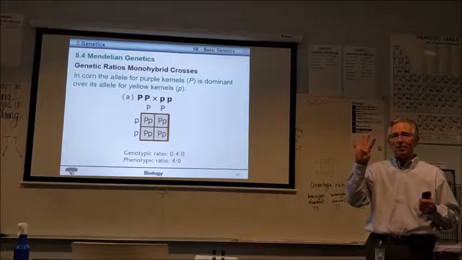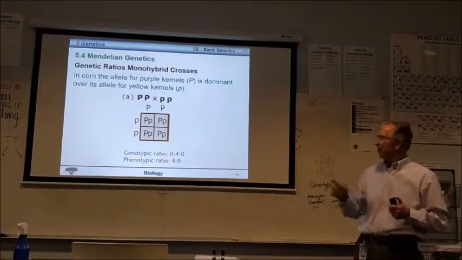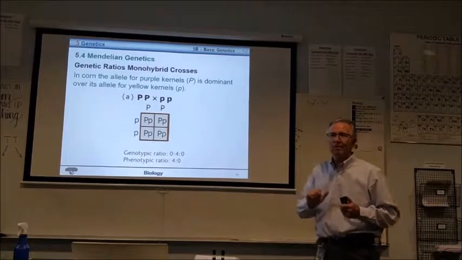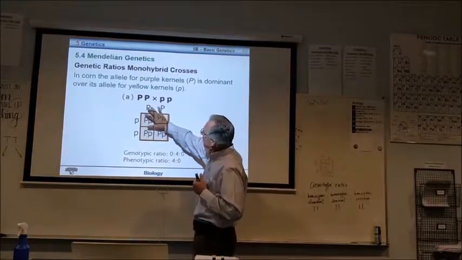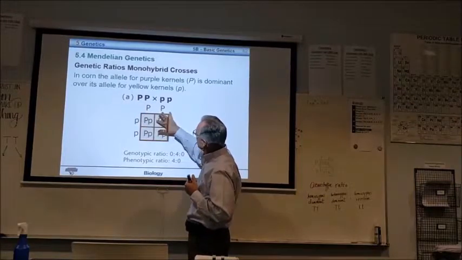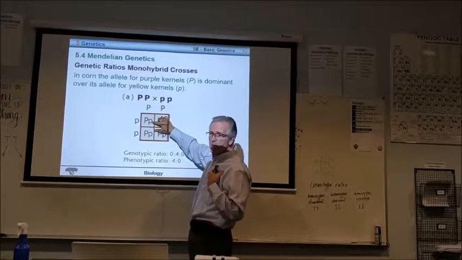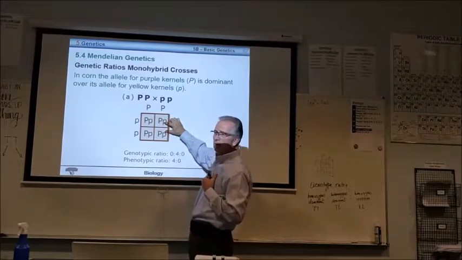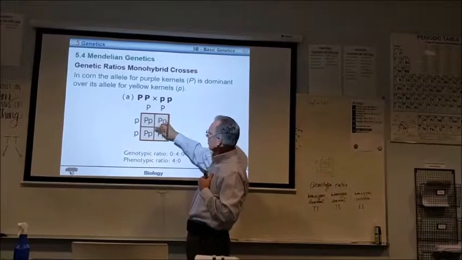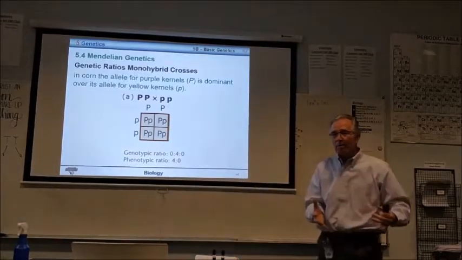4 of them are like that. How many of them are little letter, little letter? 0, right? So we get 0, 4, 0. Now, let's go by looks. What will this corn kernel look like? It has one capital P, so it will be purple. What will this one be? Purple, purple, purple. So the dominant trait's purple.